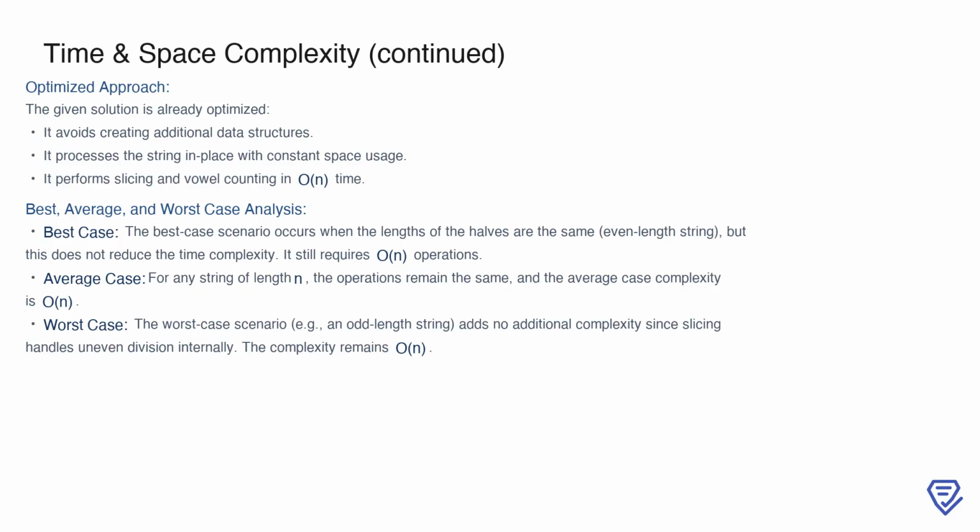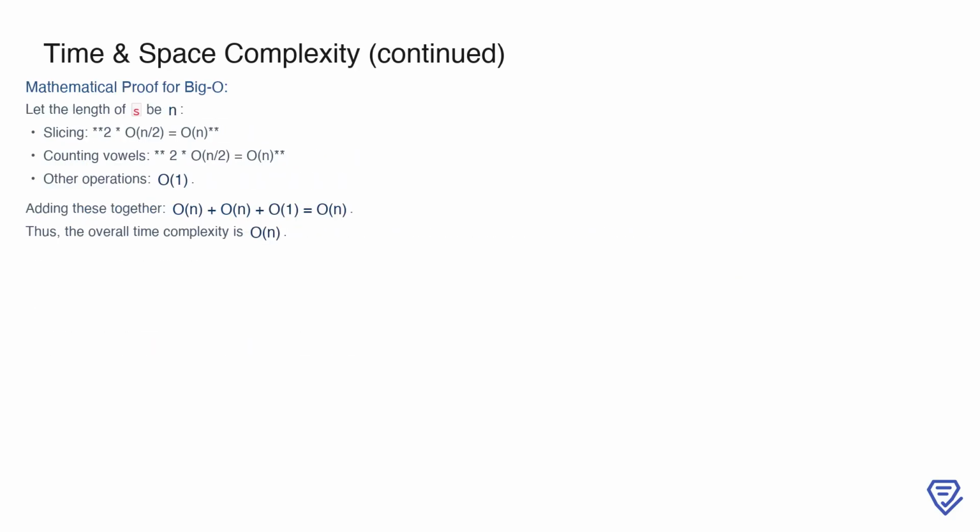Similarly, for an odd-length string, slicing internally handles uneven division, and no extra complexity is introduced. Thus, regardless of the input string's length or structure, the time complexity consistently remains O(n). To mathematically confirm the time complexity, we consider the key operations performed.